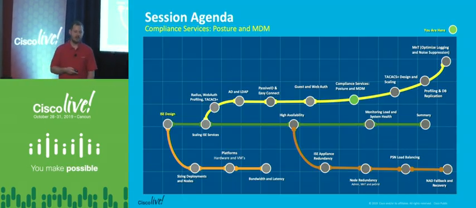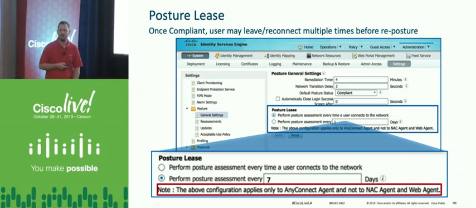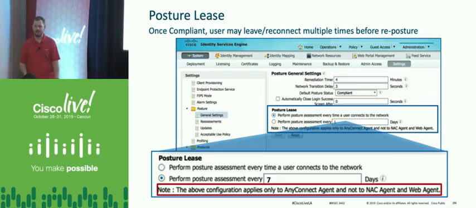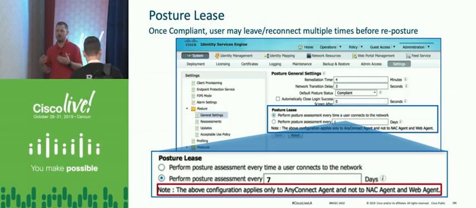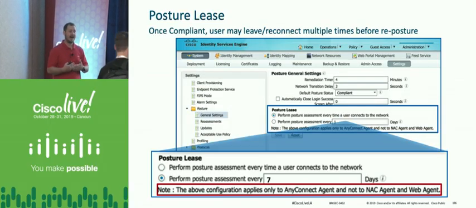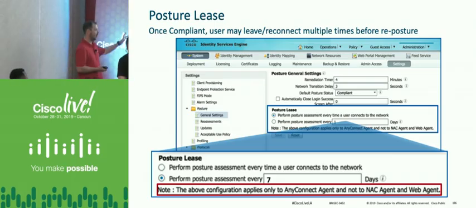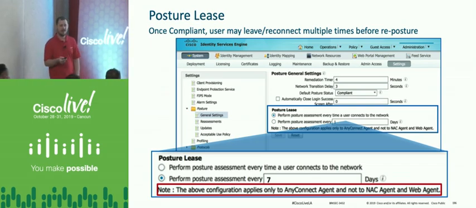Now we're going to jump into a little bit of tips and tricks for posture and compliance. Posture lease is a big feature that helps us with performance and scale. It can allow you to only perform posture assessment every X amount of days. For me, that's big because I don't need to concern the user by prompting them or popping up any Connect posture every day. If they just came on, I can wait a couple days before I reassess the status.